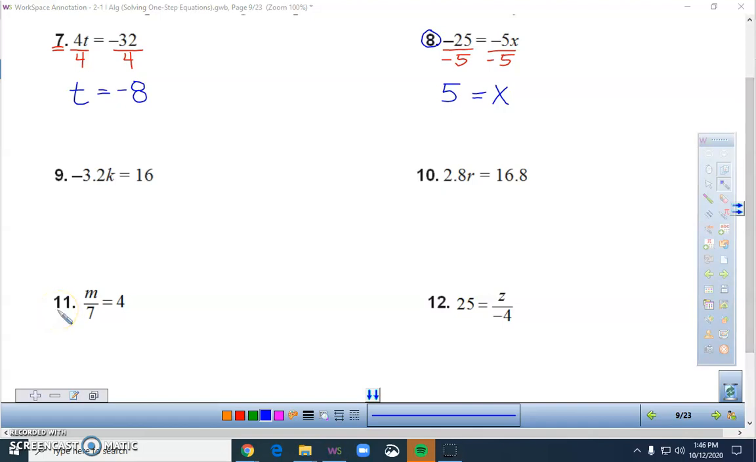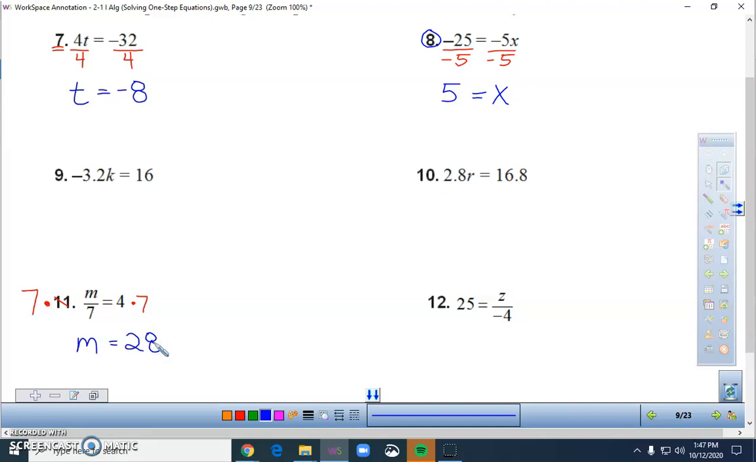On number 11, what is happening to the variable m that we want to solve for? M is being divided by 7. What is the reverse of dividing by 7? The reverse is to multiply by 7. We'll just have to disregard that 11 there. What happens when I take 7 divided by 7? I get 1. I've isolated the variable. But now, if I multiplied by 7 on this side, then I need to multiply by 7 on the other side to make it equal. So now I've got 1m, and m would be equal to 28 in this case.